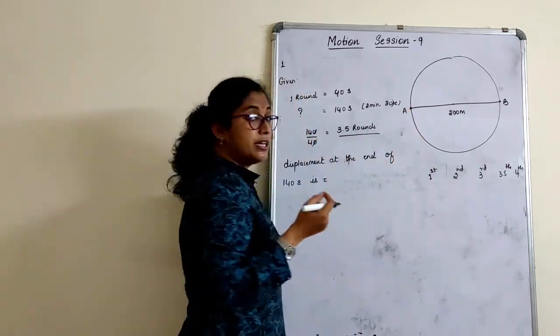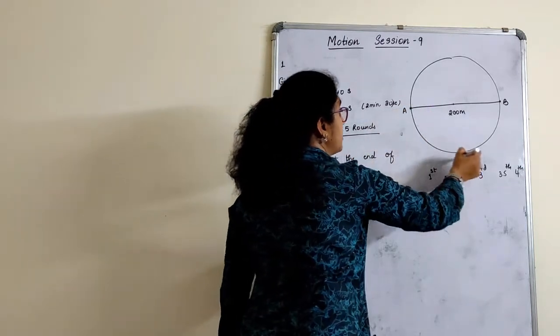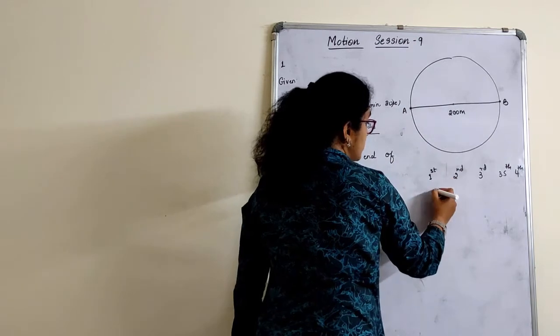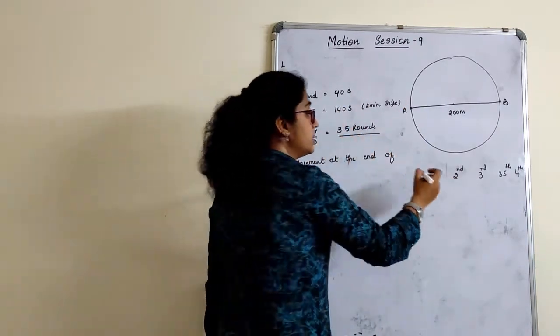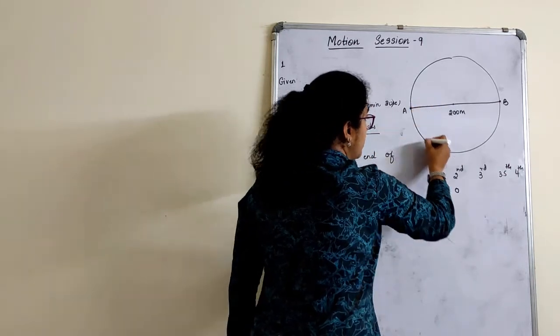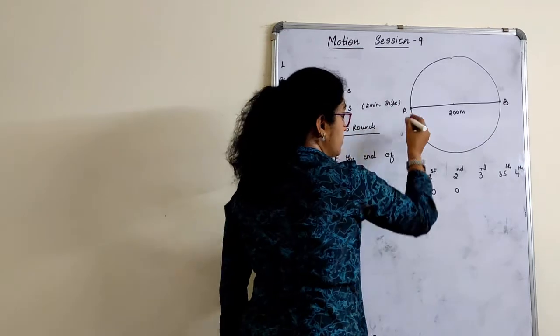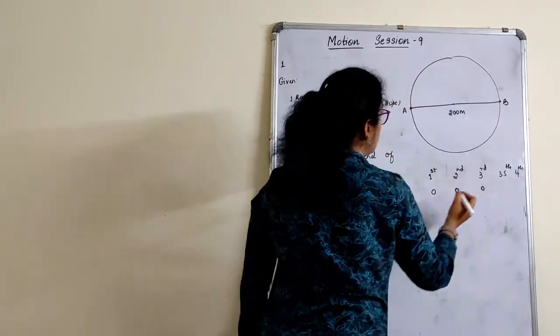Displacement is when the body comes to the original position. What is the displacement when the body comes back after the first round? 0. Displacement when the body comes back for the second round? 0. Displacement for the third round. Why? Because see, from here to here, 1 round, 2 round, third round, 0.